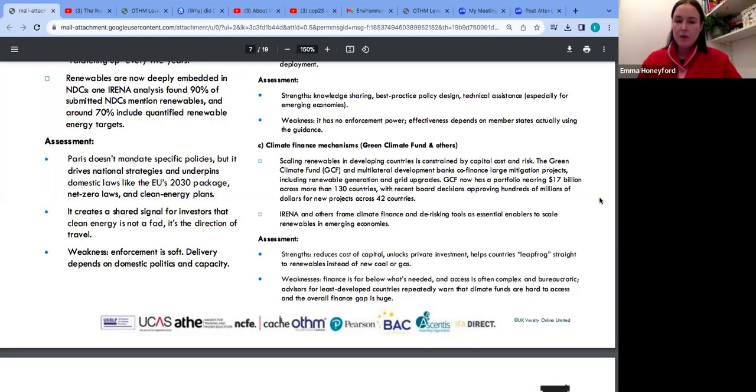So that is a barrier. A barrier to that kind of transition to renewable energy can be a lack of technology, a lack of money for investment in green technology. The Green Climate Fund has enabled the gap to be filled there. The weaknesses: the finance is far below what's needed, so it's not enough, and access is often complex and bureaucratic.